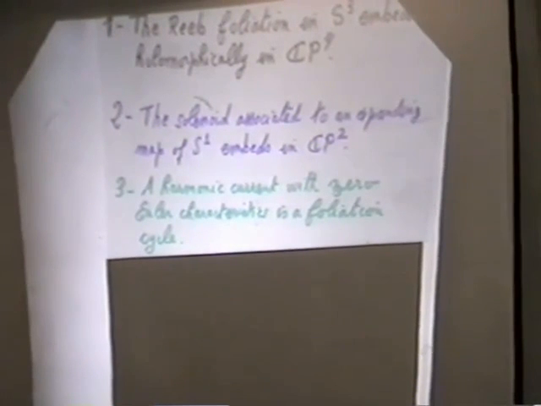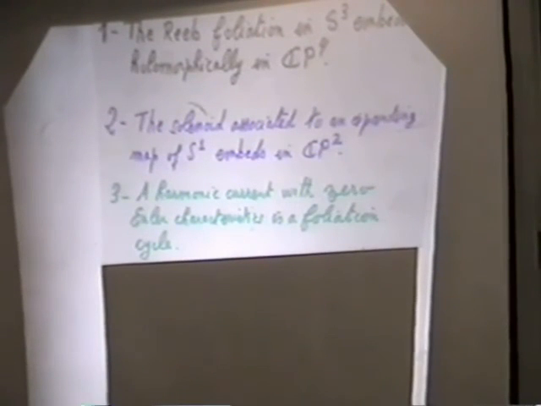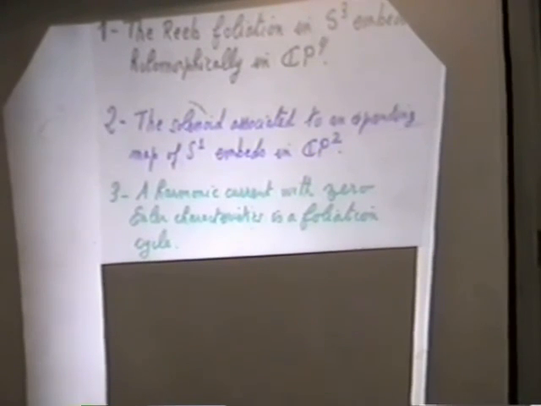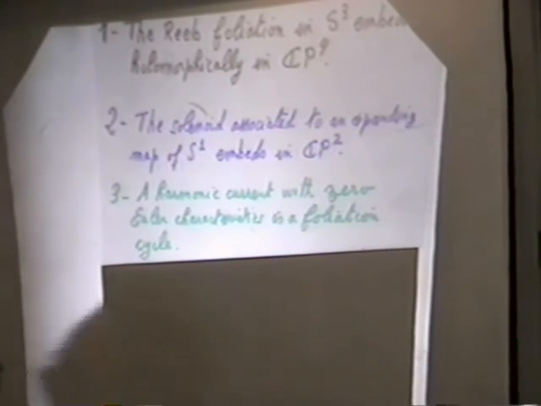Question three. The harmonic current with zero Euler characteristics is a foliation cycle. The answer is yes, this is Kohn's theorem. Please, give me a proof that I understand. I wish, yeah, this is really a topological statement. I want to understand it without, you know, these elliptic operators and things like that.